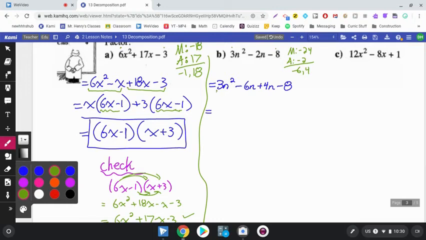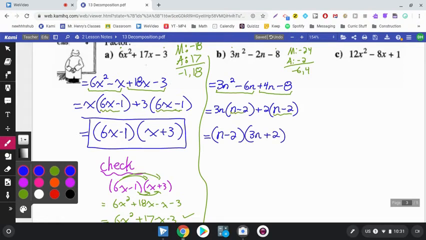Now that I have that, I can factor by grouping. Group your first two terms, group your second two terms, and I can factor out a GCF from each of them. I get 3n that I could factor out, I get an n minus 2. Plus 4n and negative 8, I could factor out a 2, and I'd be left with n minus 2. Hey, it worked. I got the same thing in the brackets. Factor out that common factor of n minus 2, and you get left with 3n plus 2. There you go, factored. All right, C, I will let you do ahead of me. So pause the video and then do it ahead of me.